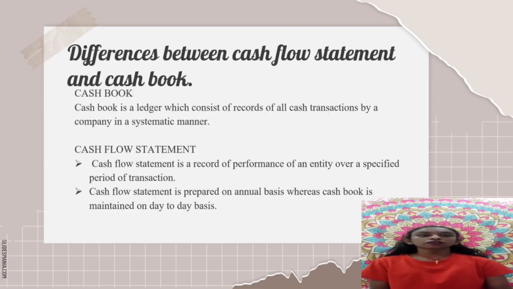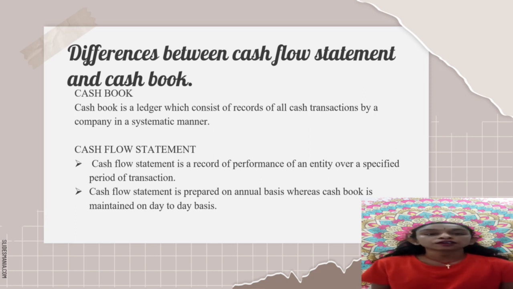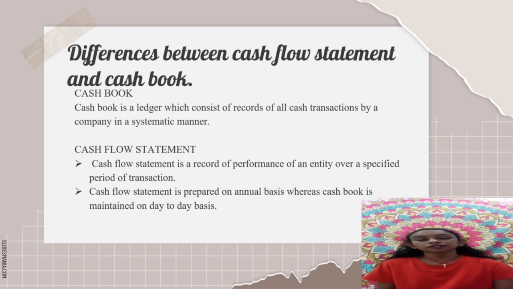Let's have a look at the differences between cash flow statement and cash book. Cash book is a ledger which consists of records of all cash transactions by a company in a systematic manner. Next, cash flow statement is a statement recording the performance of an entity over a specified period. Cash flow statement is also prepared on an annual basis, whereas cash book is maintained on a day-to-day basis.